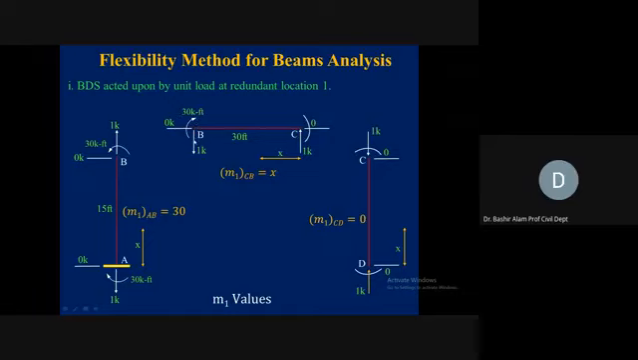Now, joint B has to be in equilibrium, so 1 kip in the downward direction, so 1 kip in the upward direction. 0 horizontal, so 0 horizontal. 30 clockwise, 30 kip counterclockwise, so joint B is in equilibrium.